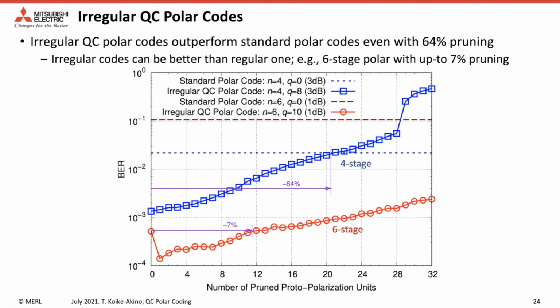Now let's demonstrate the benefit of irregular QC polar codes. This figure shows the bit error rate performance as a function of the number of pruning units. For the 4-stage polar codes, removing proto-polarizations can degrade the performance. However, it is still better than standard polar codes until 64% reduction. More remarkably, for 6-stage polar codes, until 7% reduction, the bit error rate performance indeed improved from the regular QC polar codes. It shows a potential to reduce the complexity and error rate at the same time.